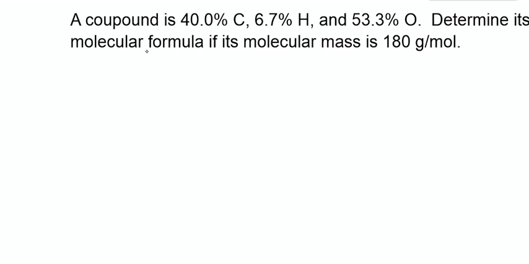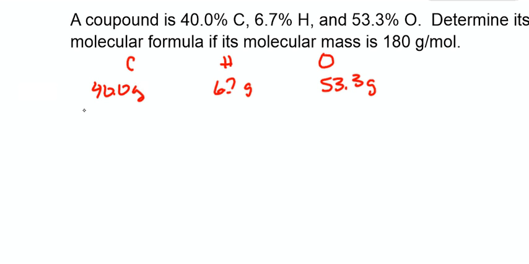So what do we really do? We're going to take this carbon, this hydrogen, and oxygen, and we're going to convert those to moles. Now 40.0% is the same thing as 40.0 grams. And then 6.7 is the same as 6.7 grams. And 53.3% is the same as 53.3 grams. So what will I do? I'm going to divide each of those by their masses on the periodic table. This will be 12.01 grams. This will be 1.01. And this will be 16.0.